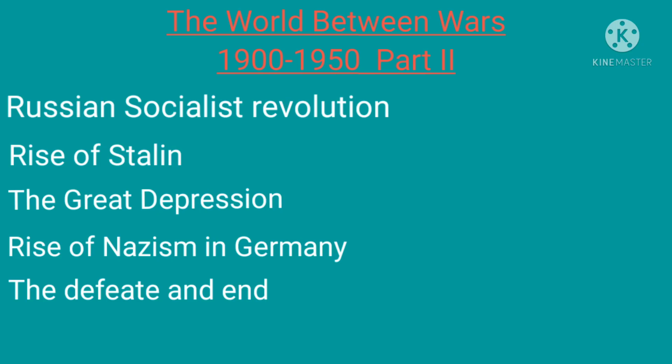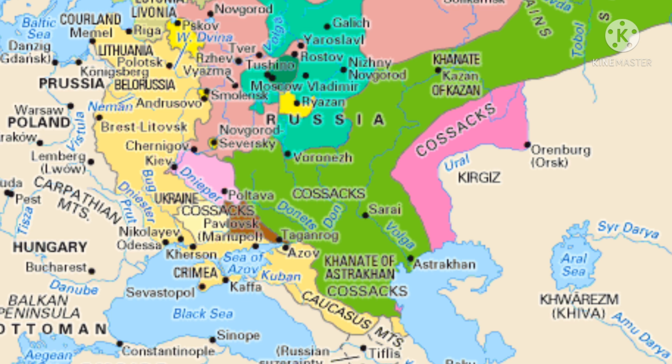Today, we will learn the lesson The World Between Wars 1900 to 1950 Part 2. In this chapter, we will learn about the Russian Socialist Revolution, the rise of Stalin, the Great Depression, the rise of Nazism in Germany, the defeat and end. We will learn about the Russian Socialist Revolution.